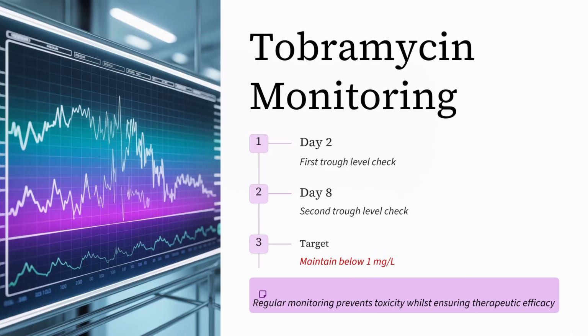Now, I said tobramycin trough levels have to be monitored. On which days will you monitor? It is day 2 for the first trough level check, day 8 for the second trough level check, and the target is to maintain below 1 milligram per liter. Trough level means the level in the blood just before the antibiotic dose, you have to check. Okay, tobramycin you are giving once daily. So, before giving the antibiotic, you check the trough levels on day 2 and day 8 and maintain it below 1 milligram per liter. That is the goal.